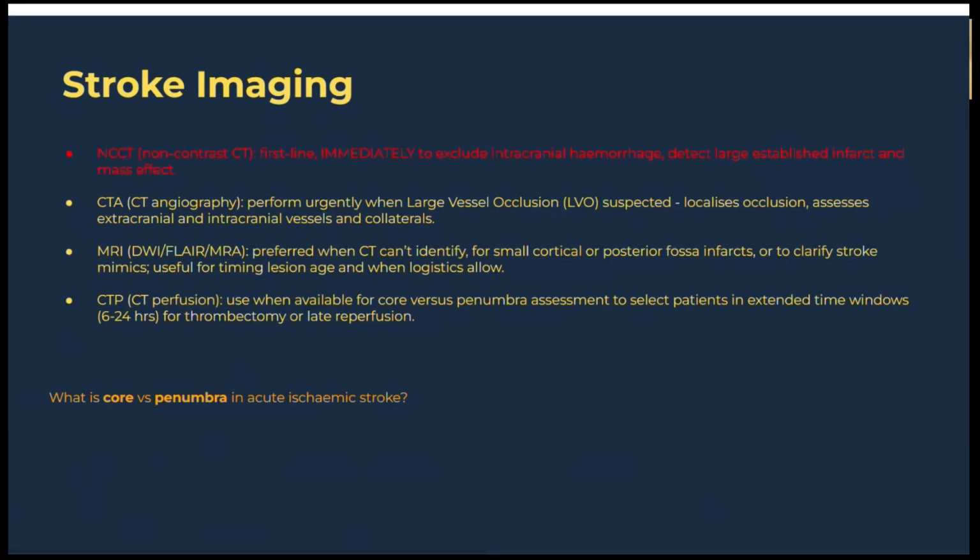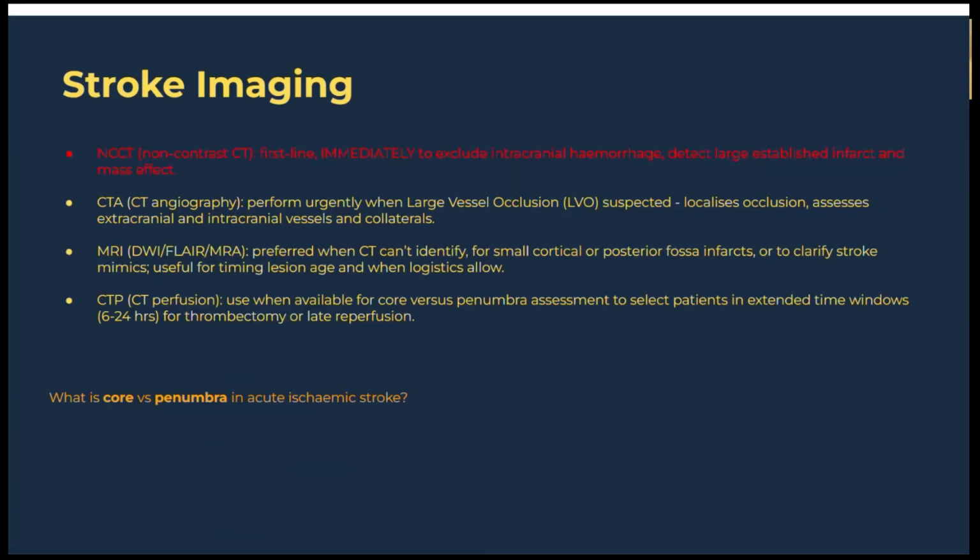So, first line imaging if you're suspecting an acute stroke is non-contrast CT. It's really important to get that to rule out hemorrhage. It helps you to decide whether or not you're going to start thrombolysis.